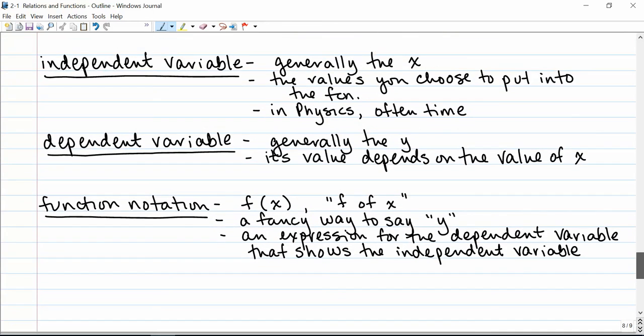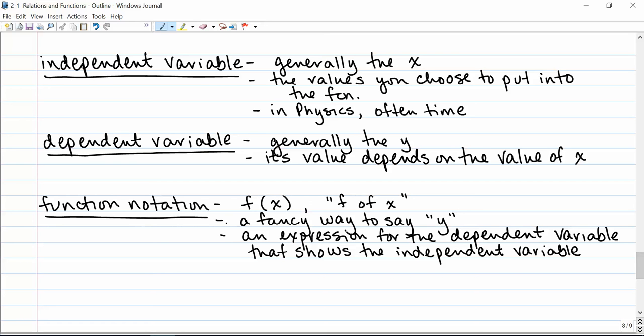Okay, and our last couple things here, and you should remember this from Algebra 1 as well. We talked about an independent variable. That's generally the x-coordinate, and those are the values that you choose to put into the function. Often in physics or in other branches of science, it's time. Time is an independent variable. The dependent variable is generally the y. And it's called the dependent variable because its value depends on whatever the value of x is.